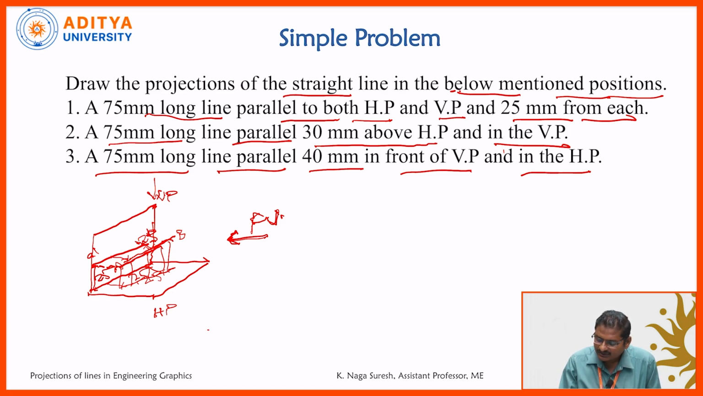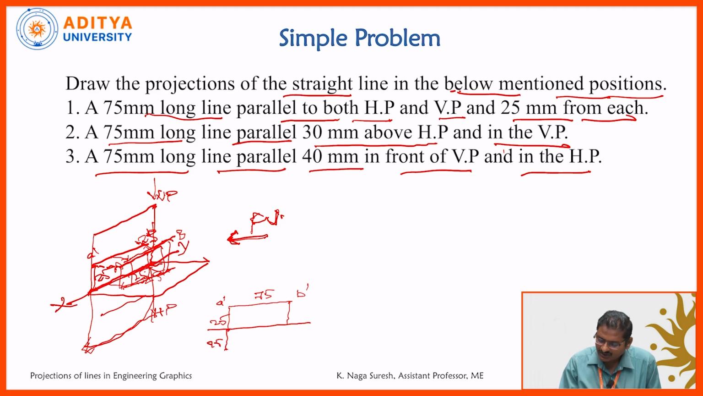How does it appear? It appears like this. This is the line above the reference line. The front view is A dash, B dash, 75, and the distance is 25 from the reference line. Here the top view is indicated on the horizontal plane. When it is rotated in the clockwise direction, the HP comes here and the projection line also comes here. So the top view is below the reference line, this is 25 and this is 75. So this is the top view AB. In the front view it is indicated as A dash, B dash, and in the top view as A, B. This is the first position.